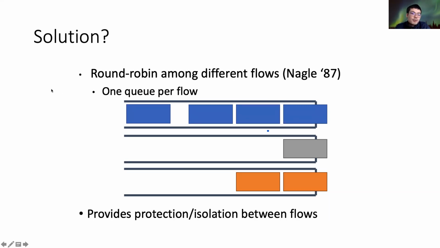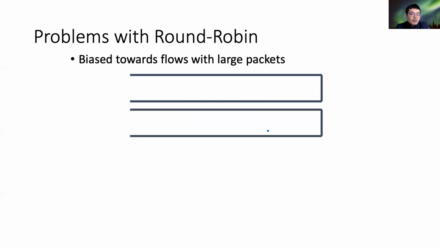You basically need to remember the IP addresses of the two end systems and their IP ports, okay? So it provides some protection and isolation between different flows. But there's a problem with the round robin approach.